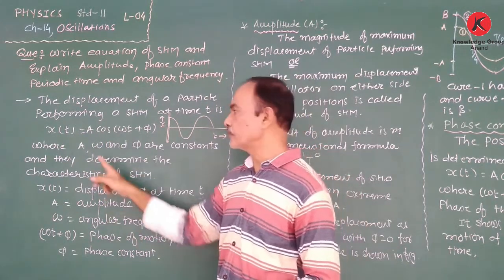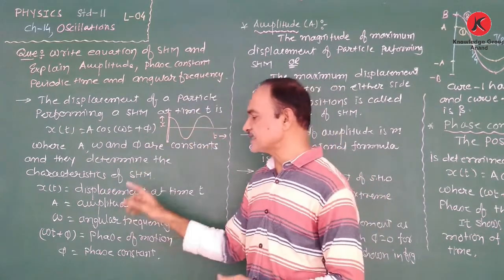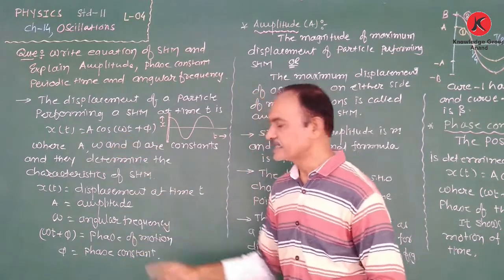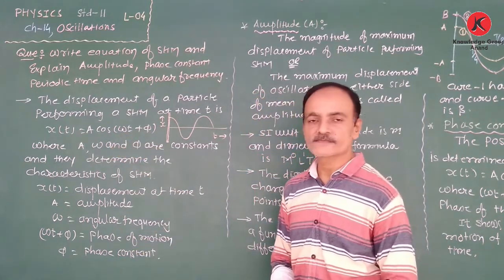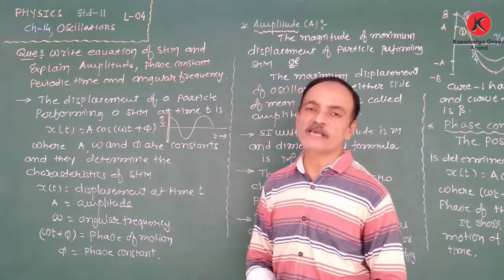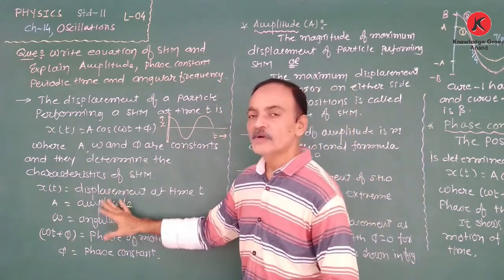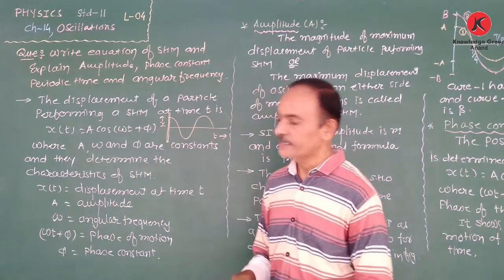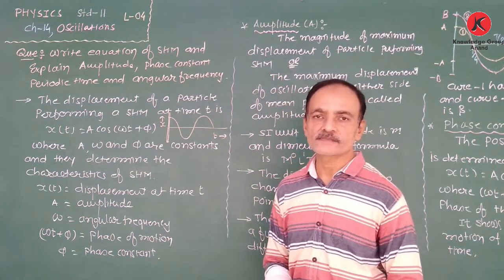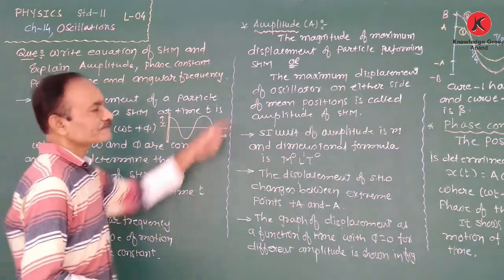A is the amplitude, known as the amplitude of the oscillation. Omega is the angular frequency, and this bracket, omega t plus phi, is known as the phase of motion. And this phi is known as the phase angle or the phase constant. Today we are going to explain these parameters A, omega, omega t plus phi, and also phi. For that purpose, what is the definition of amplitude?